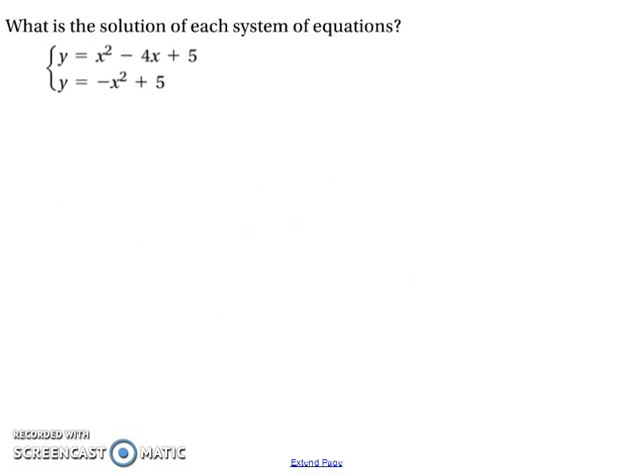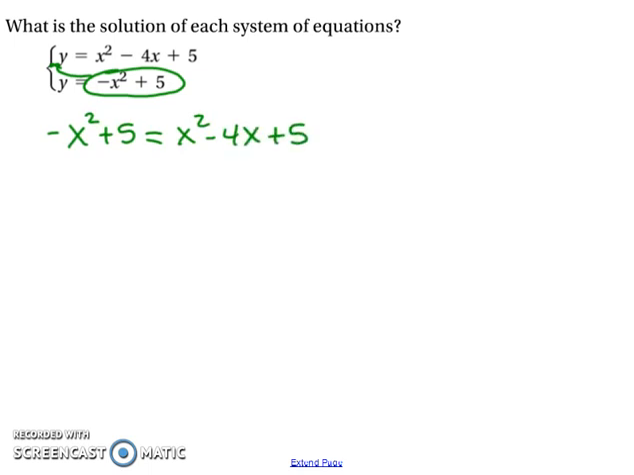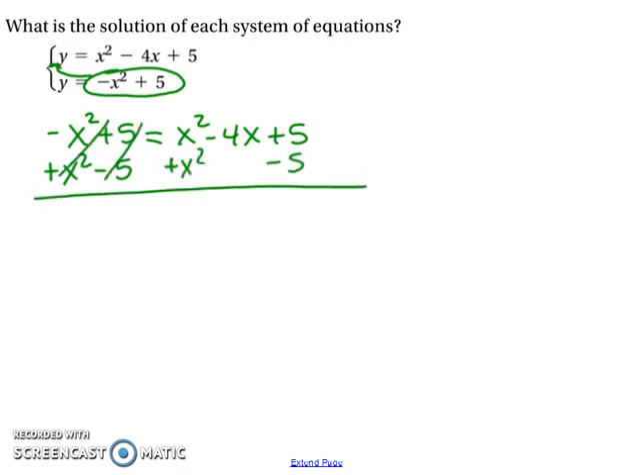Okay, so now we have two quadratic equations, but we're going to do the same exact method. We know what y equals, so we could take one and plug it in for y. So we're setting the two equations equal to each other. Okay, first thing we want to do is make sure that we bring everything to one side. So I'm going to move my negative x squared and my 5. I'm going to add x squared and subtract 5. So I end up with 0 equals 2x squared minus 4x, and the 5's are going to cancel out.